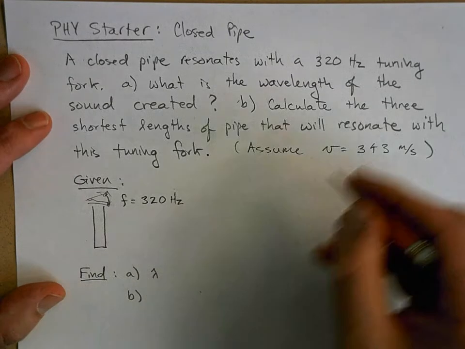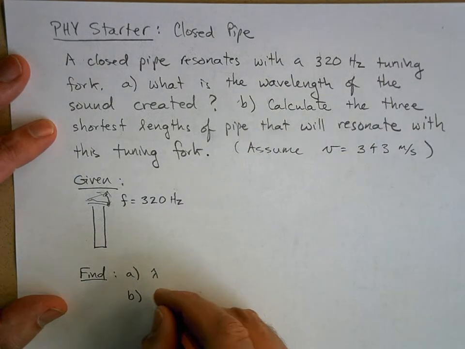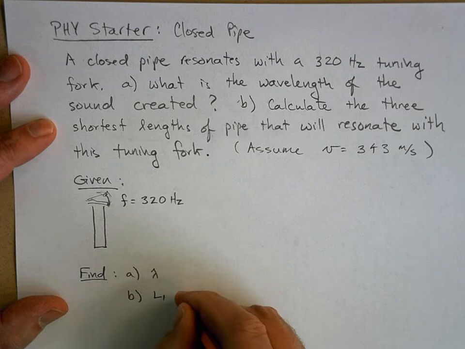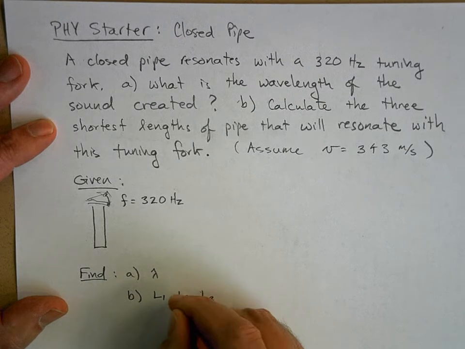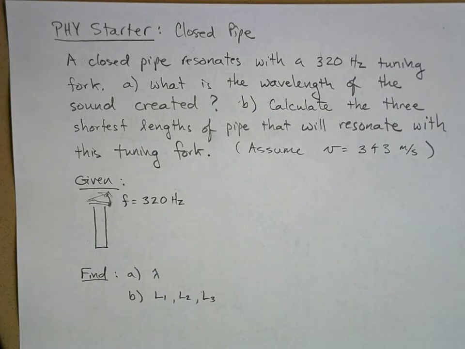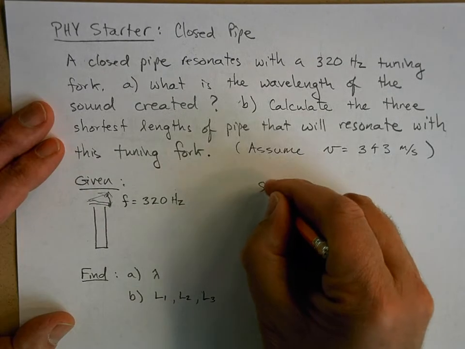All right, calculate the 3 shortest lengths, so L1, L2, and L3. That's what I'm trying to find for this closed pipe. And so let's solve it.